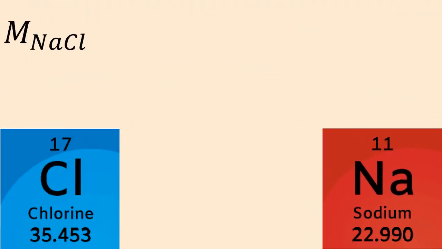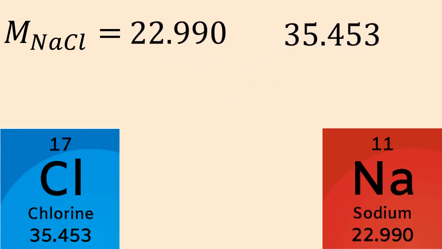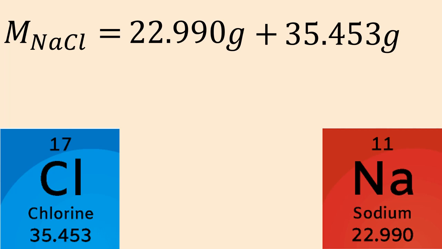The molar mass of sodium is 22.990 grams and the molar mass of chlorine is 35.453 grams as taken from the periodic table. If we add these two numbers, we get 58.443 grams, which is the molar mass of sodium chloride.